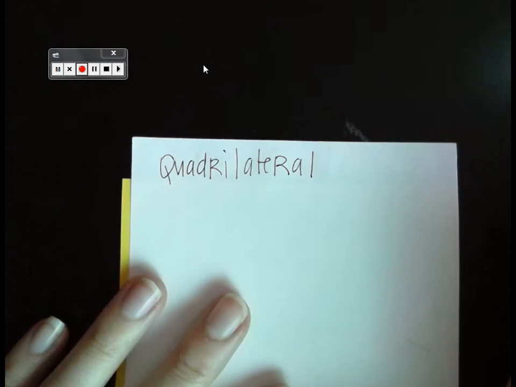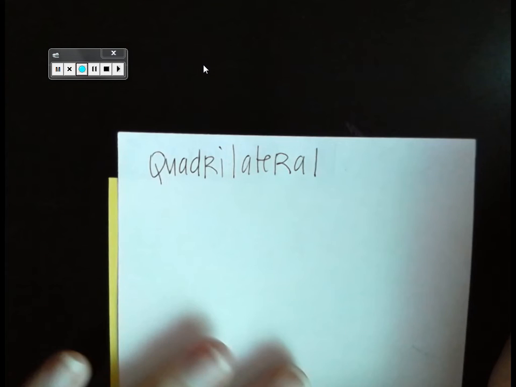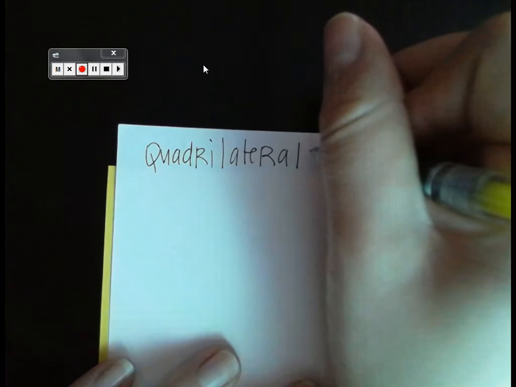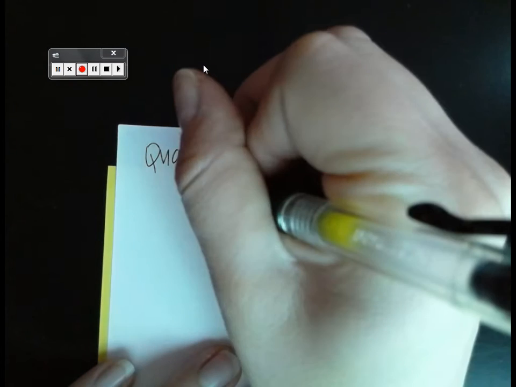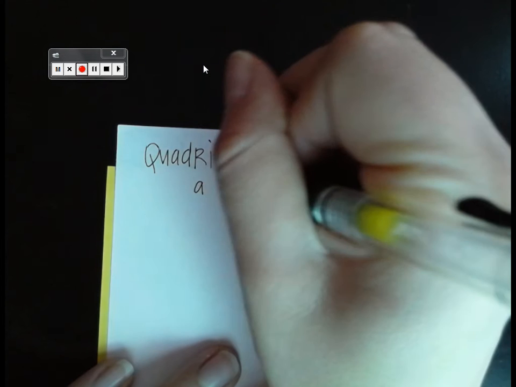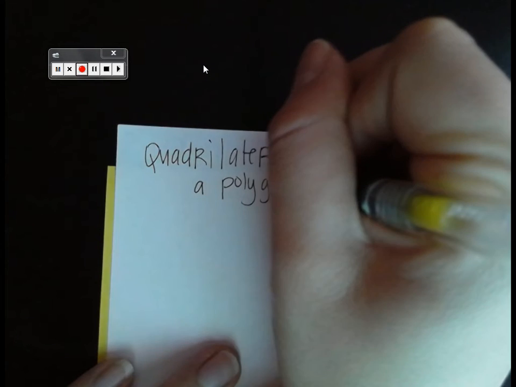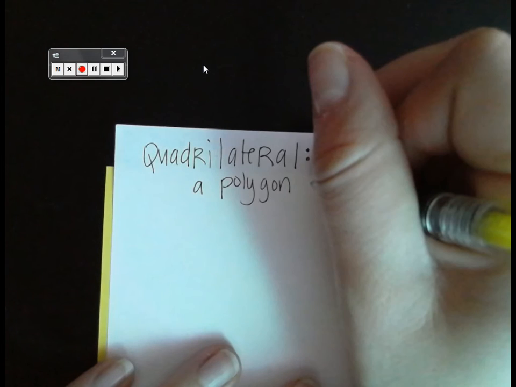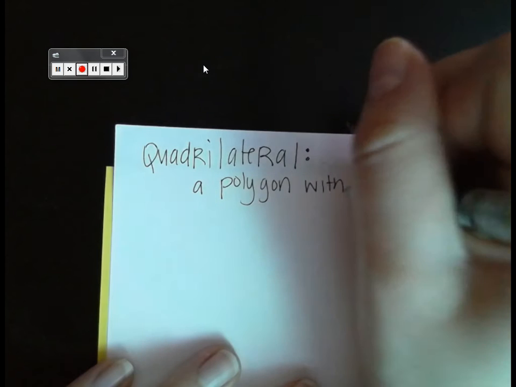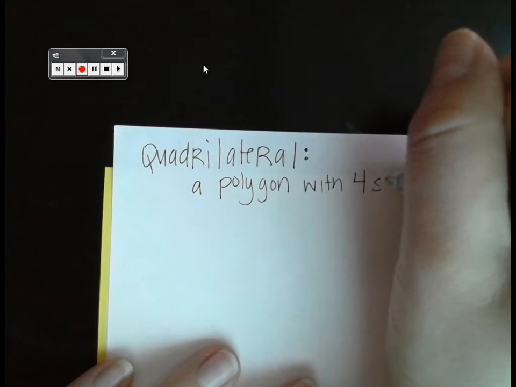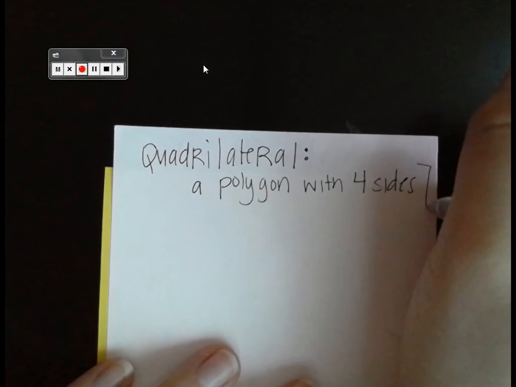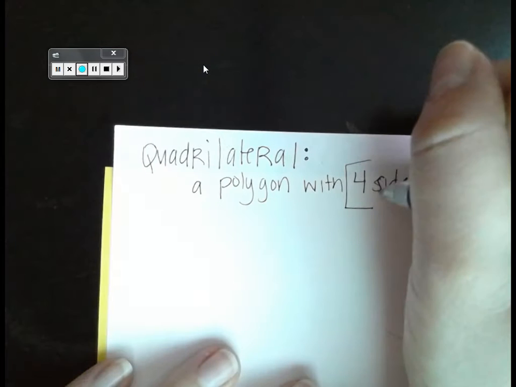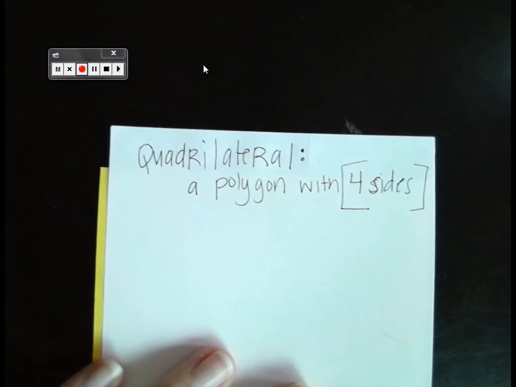Okay. Now, as we do these different shapes, you need to look for patterns. You need to look for what's similar, what's different. So quadrilateral, first thing is a polygon. What makes it special is it has 4 sides. Now, my students named off some examples they thought were quadrilaterals.